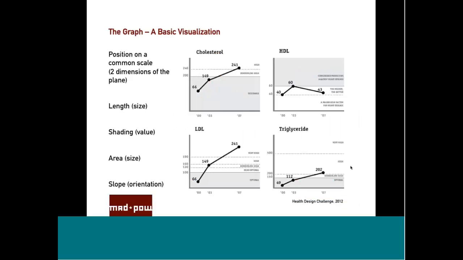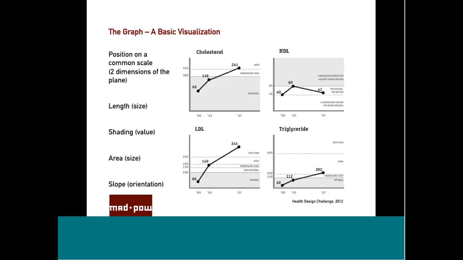So a very basic visualization is the graph, one that we're all very familiar with. And let's break this down a little bit. What are we looking at? We're looking at the length of lines. We're looking at the shading of the background, the general area of the line, the slope and orientation of the line. And you may not have thought about all of these little atomic particles when looking at a graph, but that's why we have these graphs, because they're so easy to interpret.